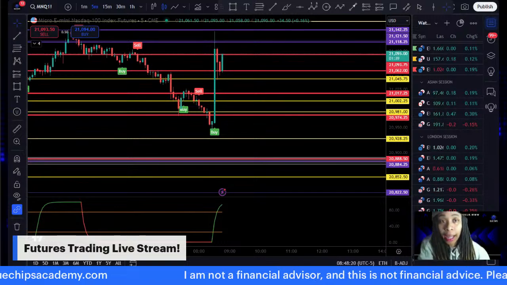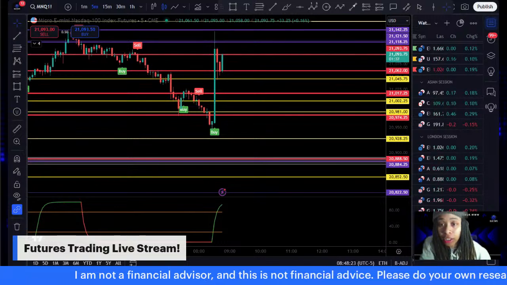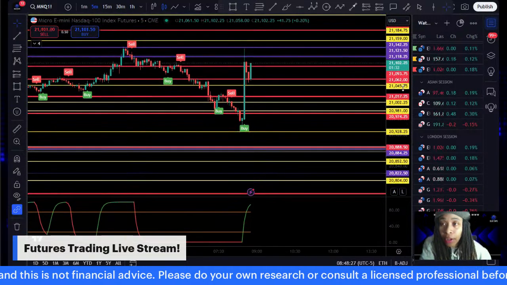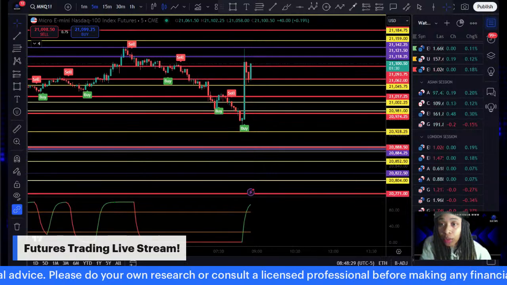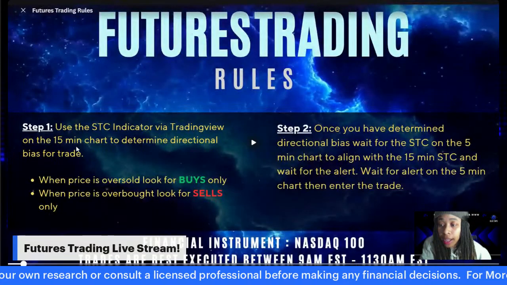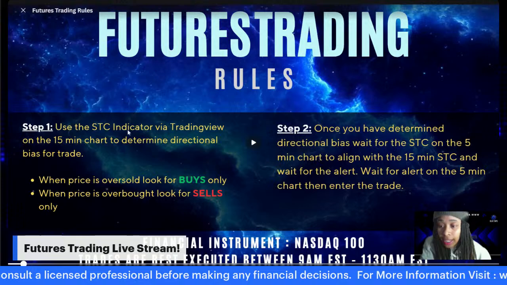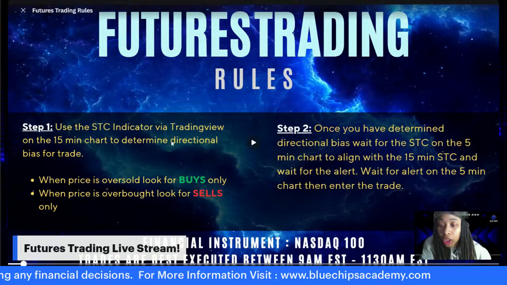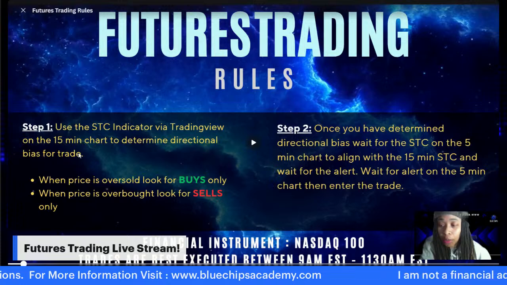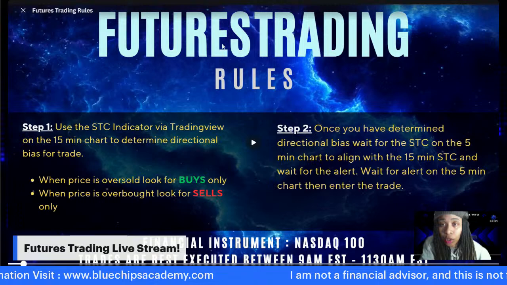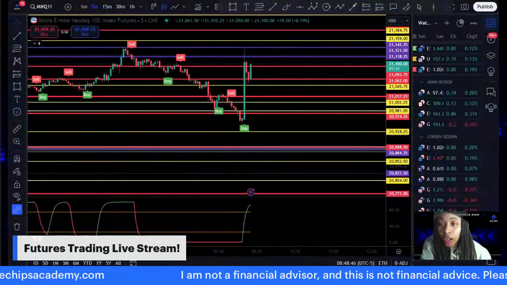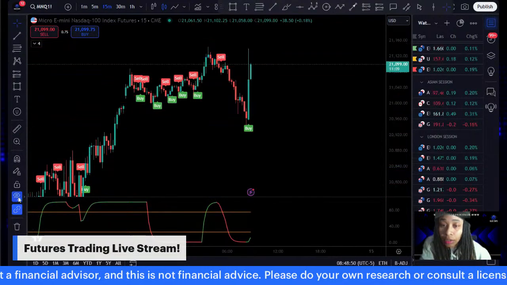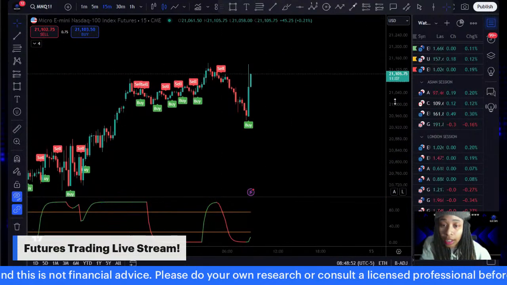Let me go back to the chart and see what we're looking at today. Remember the first rule: use the STC indicator via TradingView on the 15-minute chart to determine directional bias for the trade. So we're going to go to the 15-minute time frame and take out all these key levels so that it's a nice, clean chart.